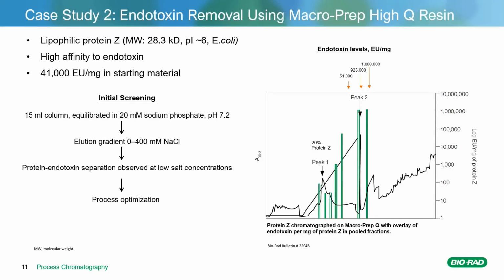This next case study demonstrates that MacroPrep High-Q can successfully remove endotoxins from a small, very acidic protein exhibiting a strong affinity for the lipid A portion of endotoxins. This protein, referred to as protein Z, had a very high starting endotoxin value of 41,000 EU per mg. After applying protein Z to a MacroPrep column equilibrated at pH 7.2, it was observed that at low salt concentrations, 20% of the active protein Z was eluted, while highly concentrated endotoxins eluted at higher salt concentrations.